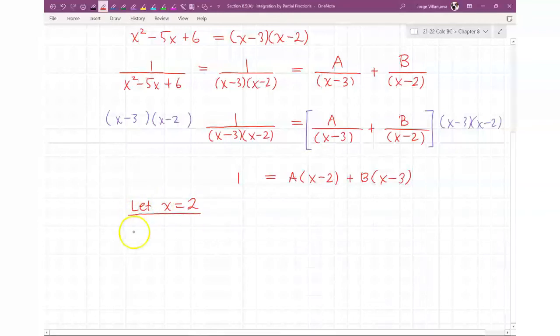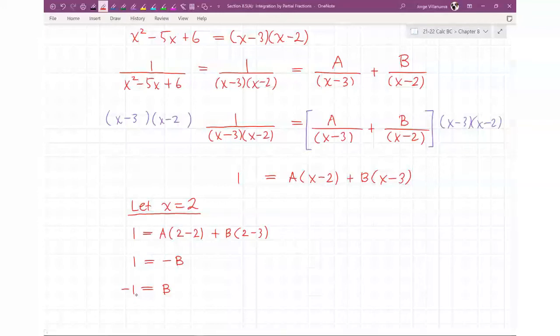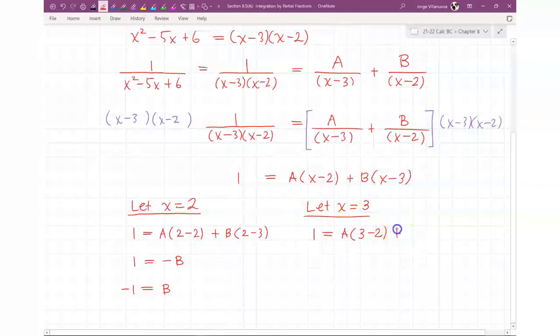Because if I let x equal 2, then I get A times 2 minus 2. Notice that's going to become 0. Plus B times 2 minus 3. So 1 is equal to negative B, or B is negative 1. So I just figured out what the value of B is when I zero out one of the terms. Let's zero out the other one. What should I let x be for the other one? A 3, right? So that's 1 equals A times 3 minus 2 plus B times 3 minus 3.